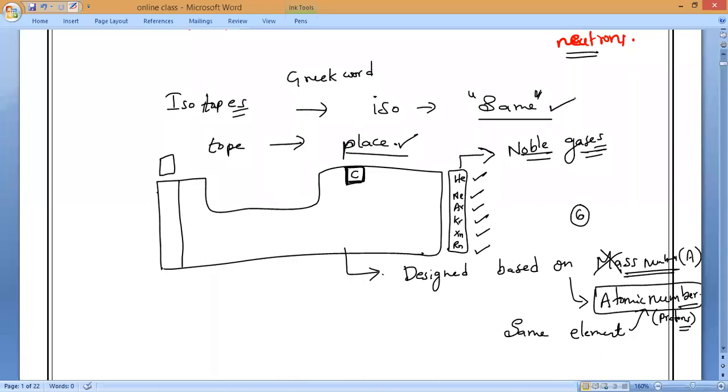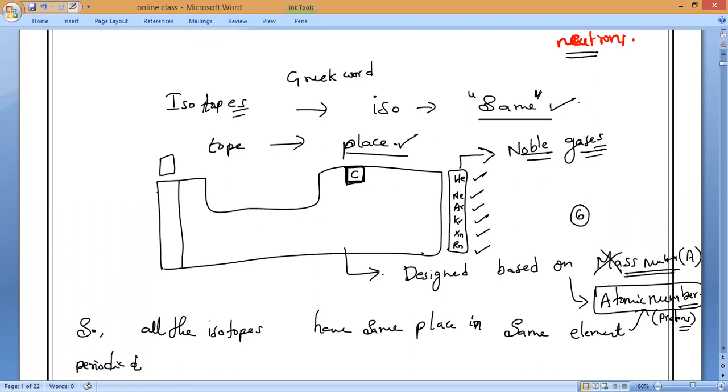Iso means same, tope means place. Kept in the same place. That is the meaning of it. So all isotopes have the same place in the periodic table, whether the atomic mass is the same or different, everybody?